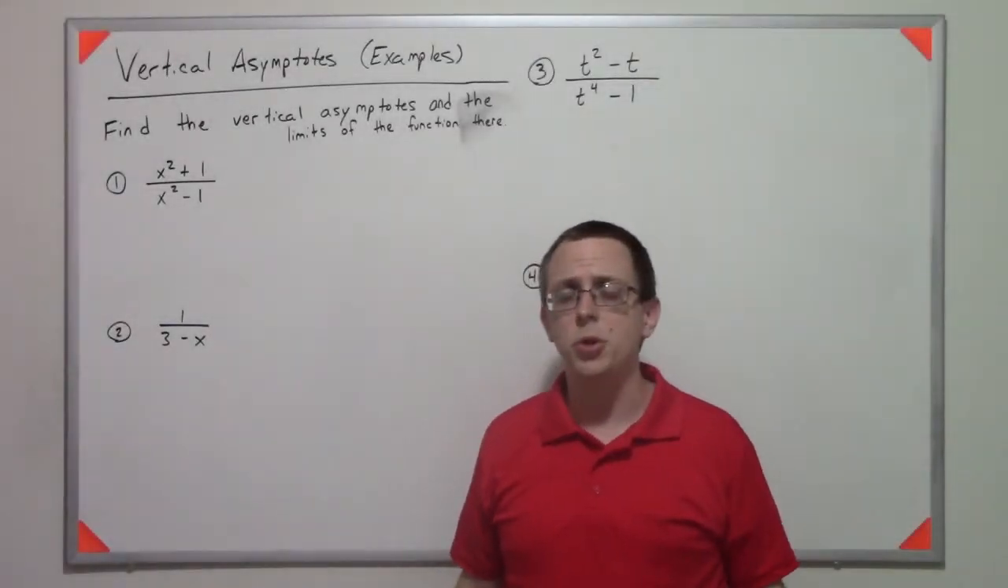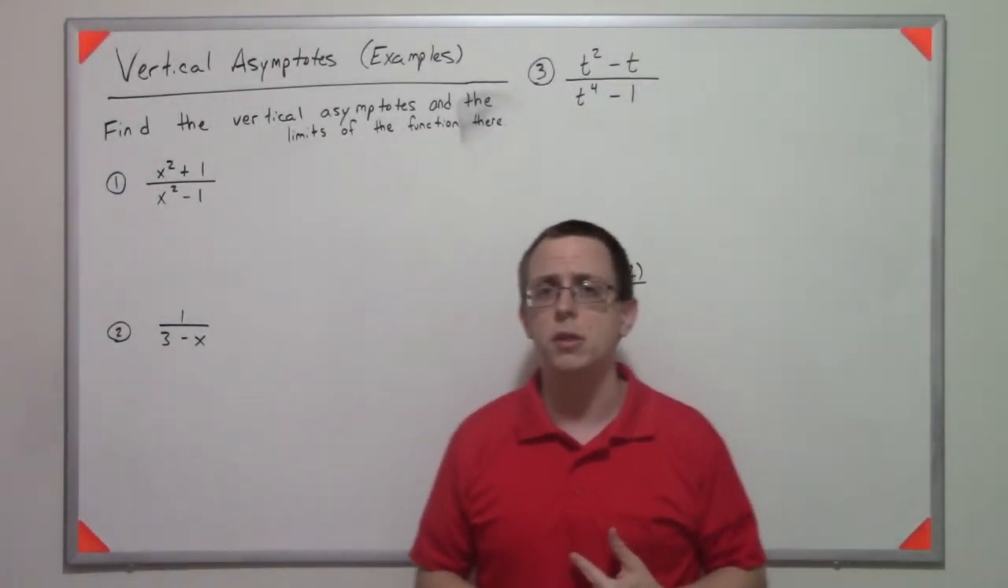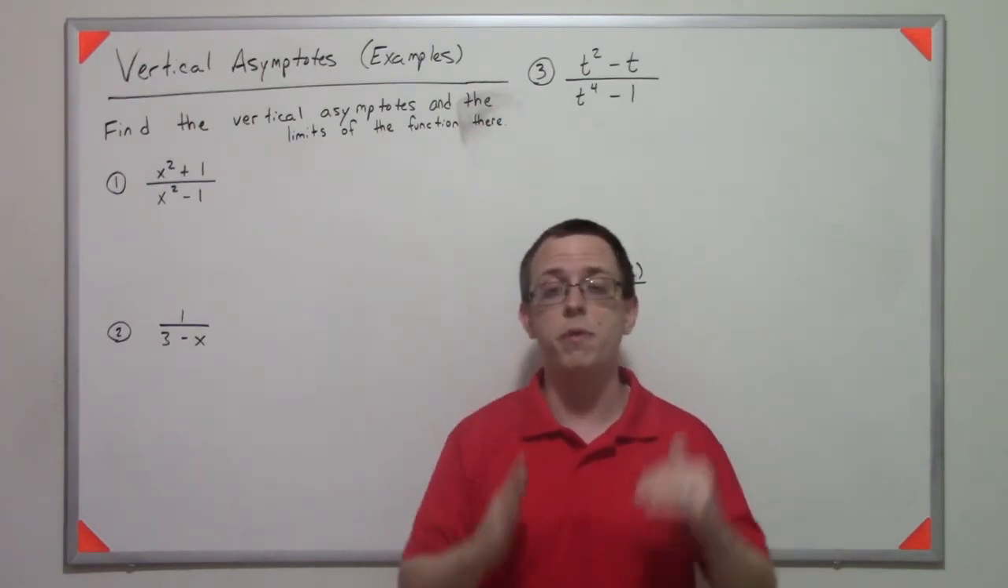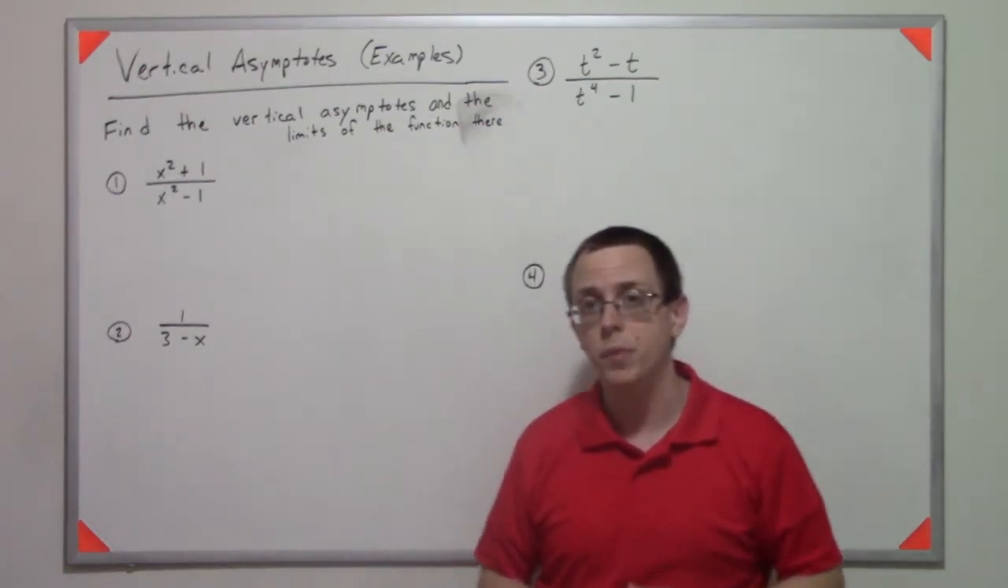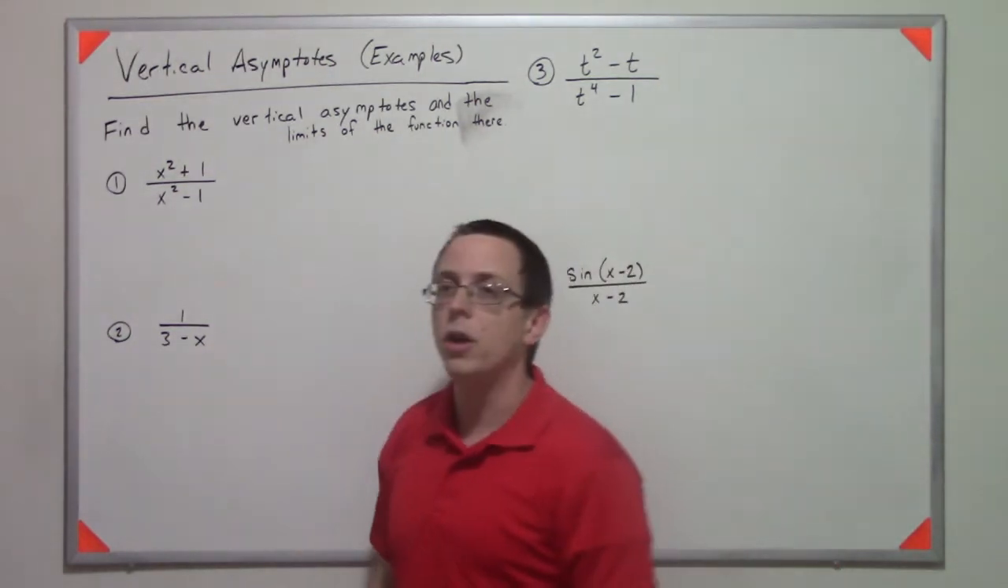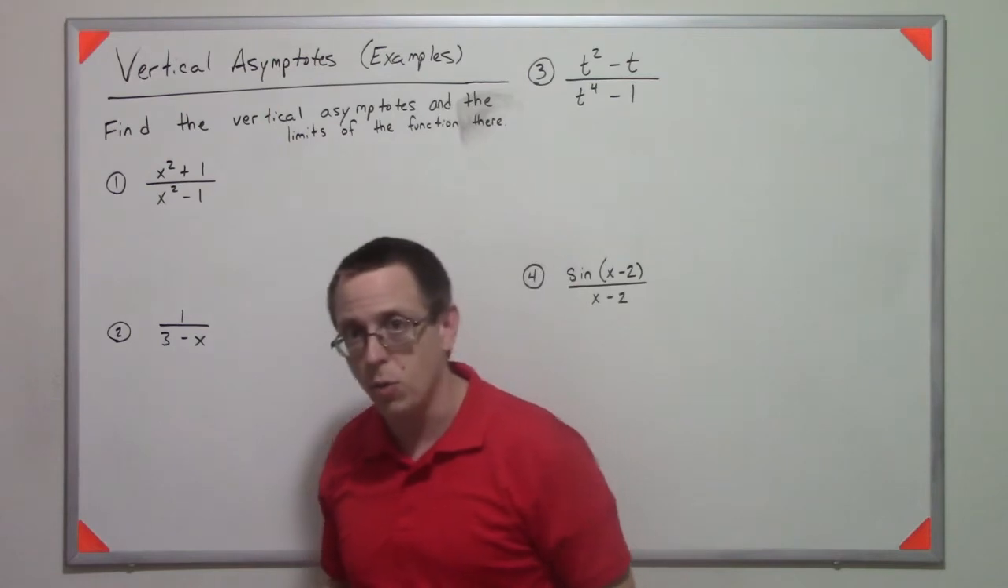Let's take some time to analyze some functions for vertical asymptotes and then determine whether or not those asymptotes approach positive infinity or negative infinity. We'll get to it. The first one is x squared plus 1 over x squared minus 1.